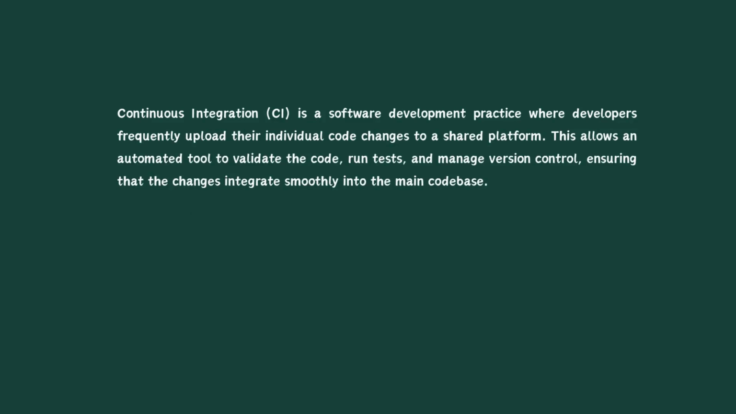Continuous integration is a software development practice where developers frequently upload their individual code changes to a shared platform. This allows an automated tool to validate the code, run tests, and manage version control, ensuring that the changes integrate smoothly into the main codebase.